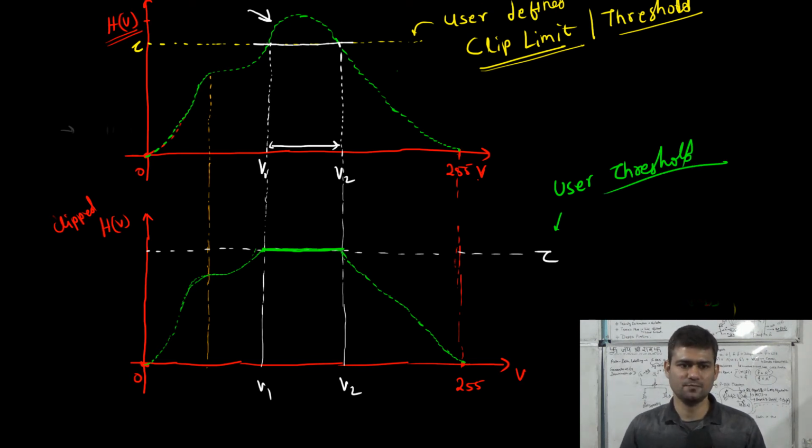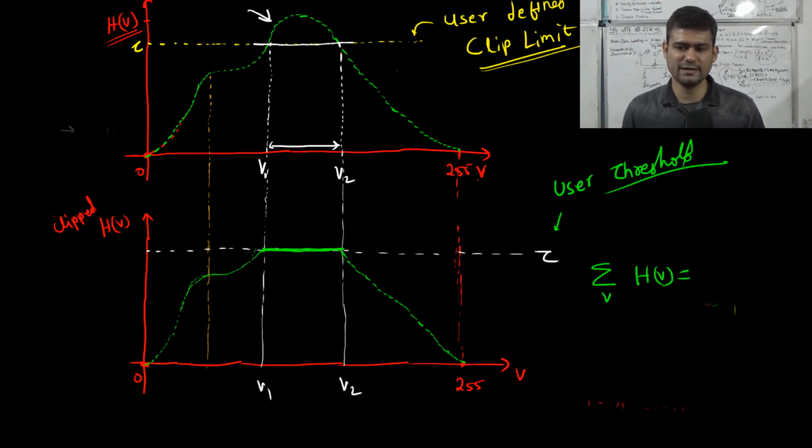So now, if we clip the histogram, then obviously if we sum H of V for all values V, we wouldn't be getting the same number of pixels. Let's suppose the total number of pixels in the histogram is N. That is, it is formed using a total of N pixels. Now if we sum this clipped histogram, the summation won't be equal to N. And let's suppose the number of pixels that are removed as a result of clipping is a small m.